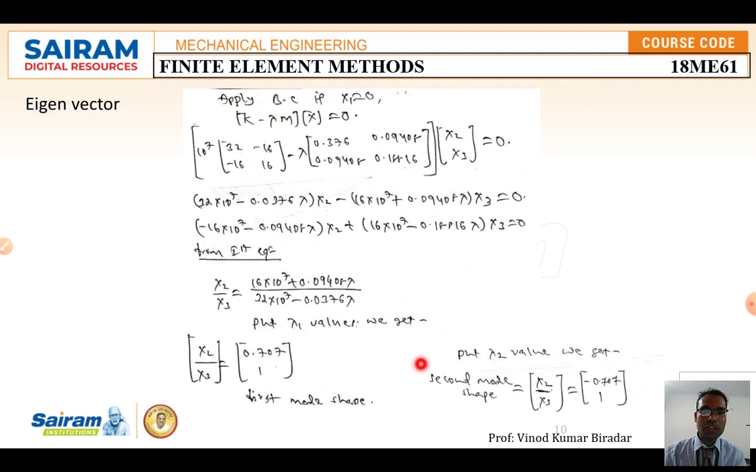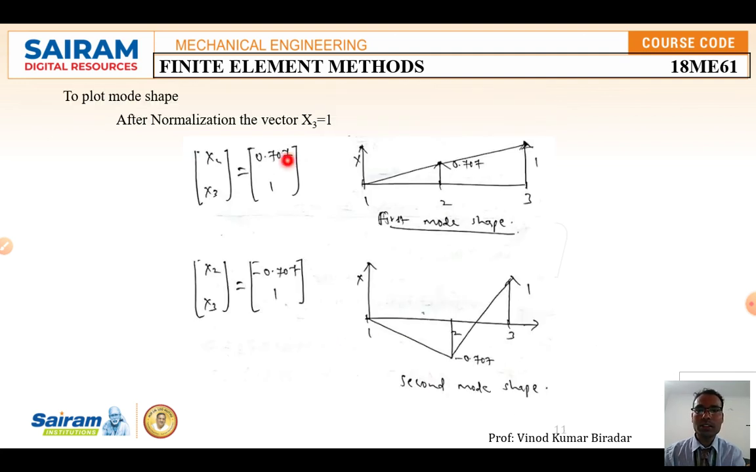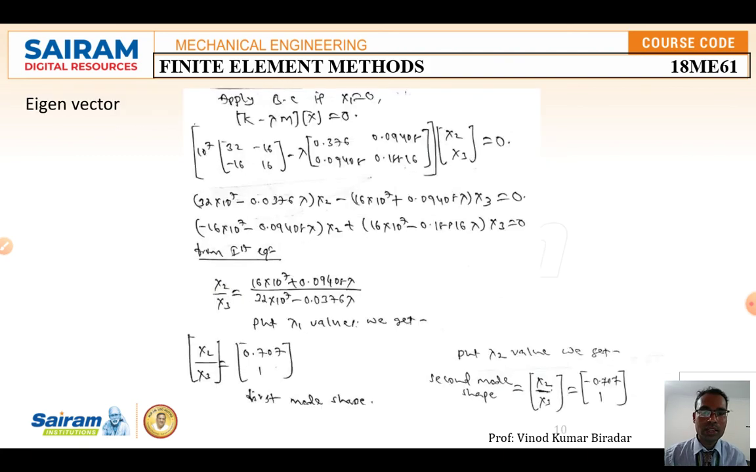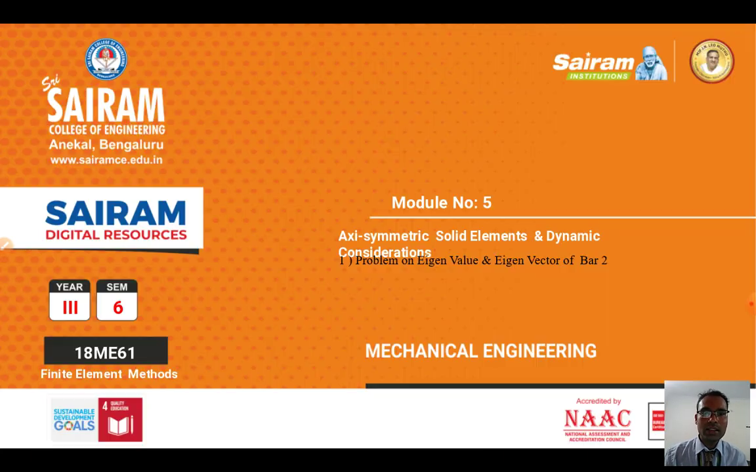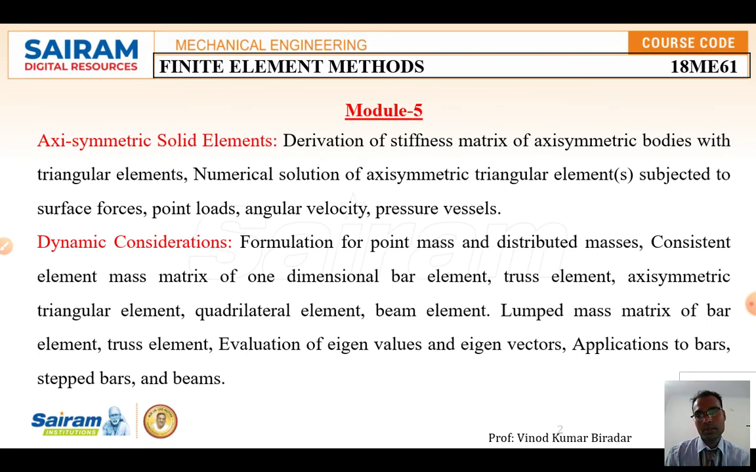With the help of these two values you can plot the mode shape of the given bar element. Like this you are going to get it. So you have to calculate the elemental stiffness, the eigenvalues and eigenvectors for the given bar element or stepped bar element. This is very important. I hope you understand this problem. Thank you.